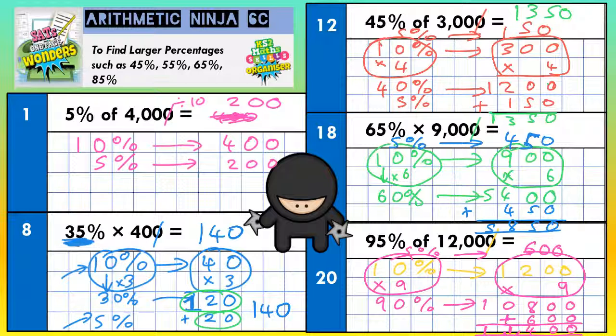11,400. Now we're running out of a little bit of room here, so let's just make a bit of space so we can put our final answer in. Answer number 20, 11,400. Now we've tried those few questions together, why don't you go back and try the ones that we've missed? Good luck.